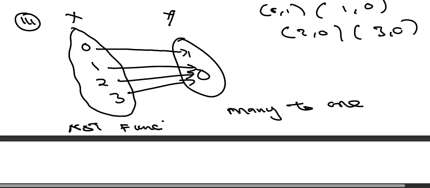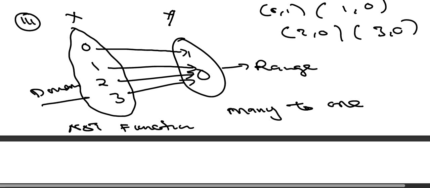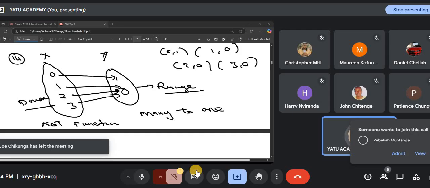Though it's not a function, it does have the domain. This part here is the domain, the x values. This part here is the range, the numbers that we are getting. So even if something is not a function, it will still have x values, which is the domain, and y values that are being gotten, which is simply the range. Yeah. So that's what you do there on the first one.